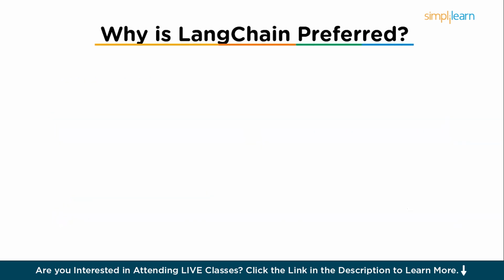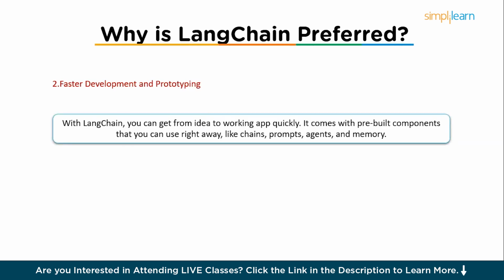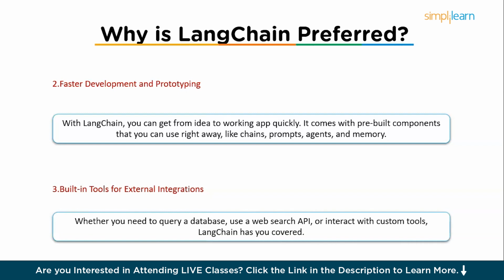Then let's move on to the next point. We have faster development and prototyping. With LangChain, you can get from idea to working app quickly. It comes with pre-built components that you can use right away, like chains, prompts, agents, and memory. This makes it easy to prototype and test your ideas without reinventing the wheel. Why is it good? It saves your time and allows you to develop features faster. Then we have built-in tools for external integrations. LangChain makes it easy to connect your LLMs to external tools like APIs, databases, and external data sources. Whether you need to query a database, use a web search API, or interact with custom tools, LangChain has you covered.